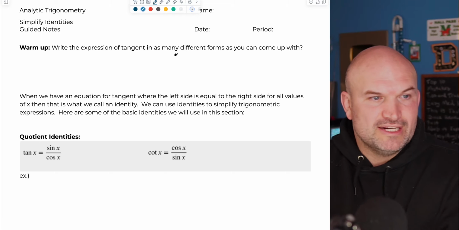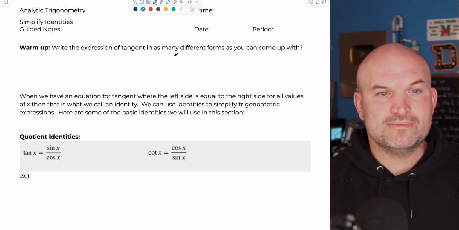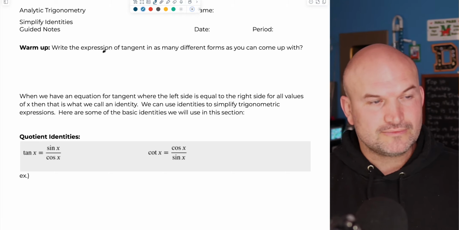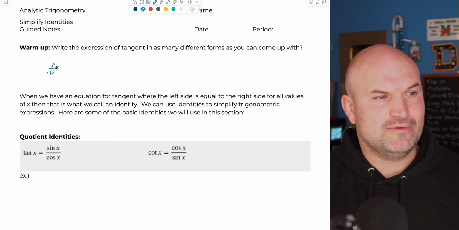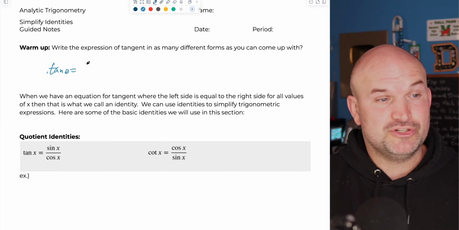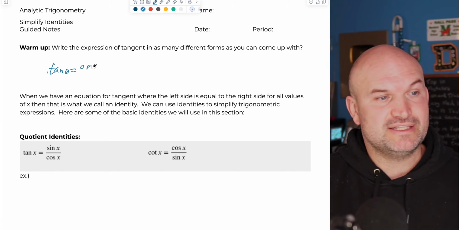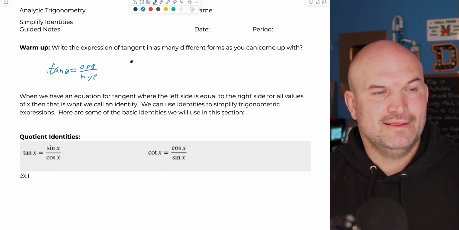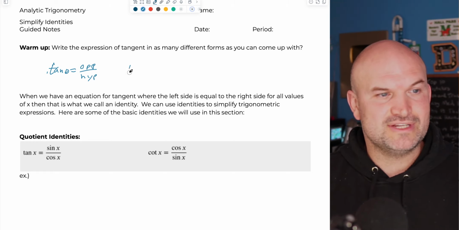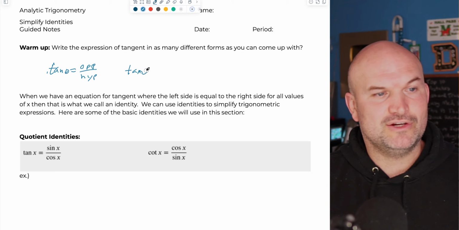So the first one is: write an expression of tangent in as many different forms as you can come up with. A lot of times students will think of the obvious. They remember the tangent of theta, going back from our geometry days, is the opposite over the hypotenuse. And then students say, oh yeah, but I also remember in trig that in the last lesson, when we have a coordinate point on the unit circle, we can represent tangent of theta as y over x, right?